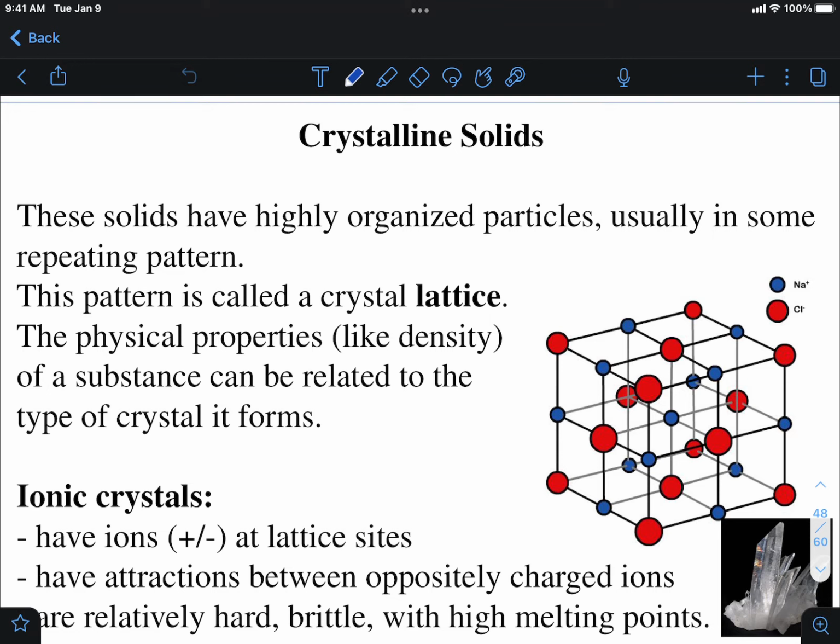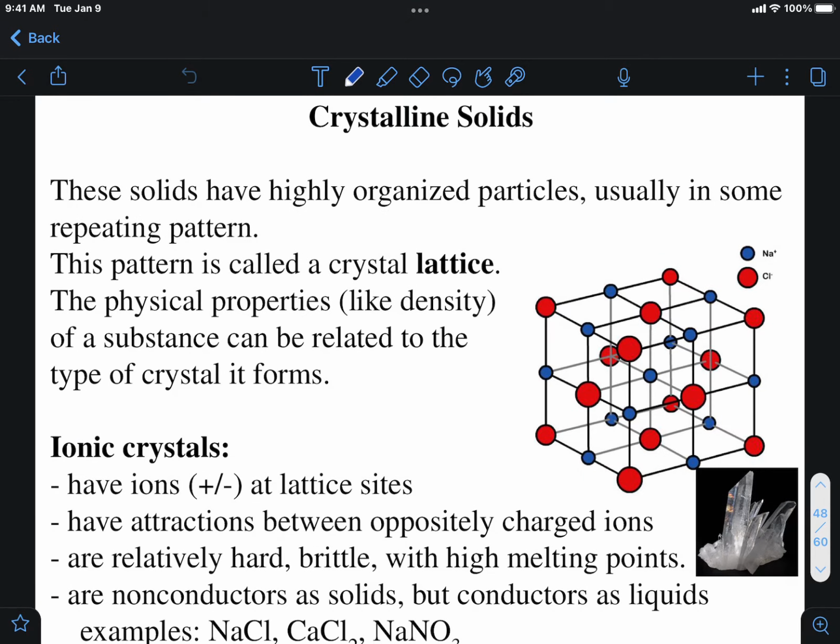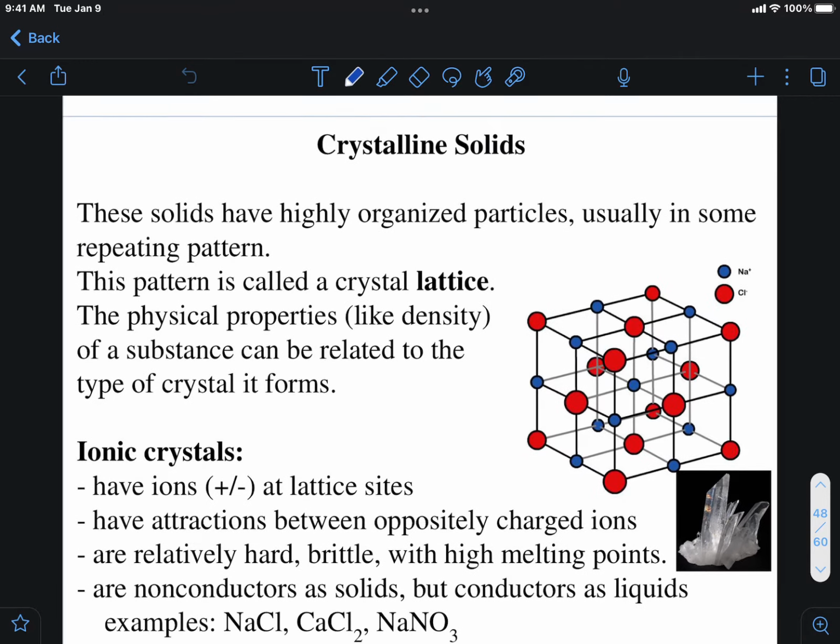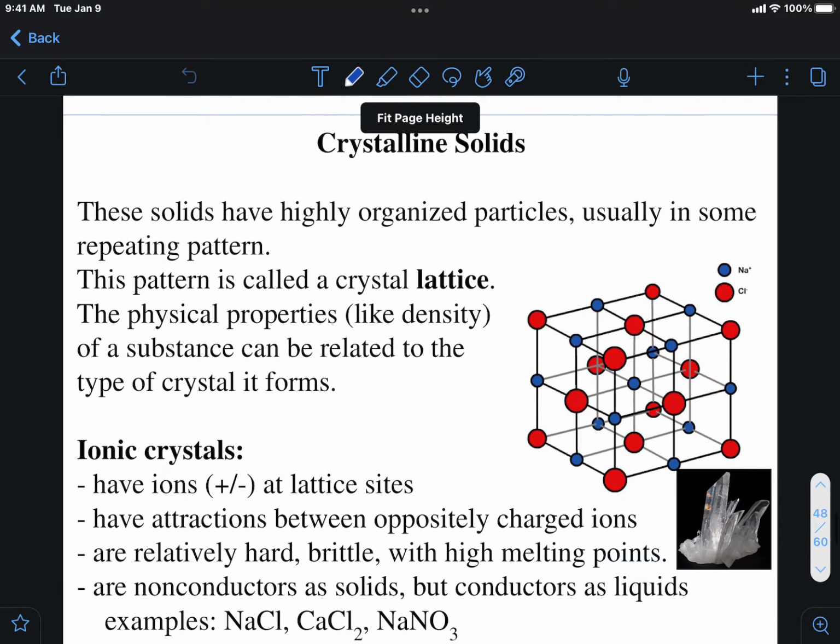All right, today we're going to talk about solid types and solid properties. We sort of alluded to this last time, but let's just go over this formally, and it wouldn't hurt to go over it again. So, anytime you have a solid in chemistry, we generally refer to solids as crystalline solids.